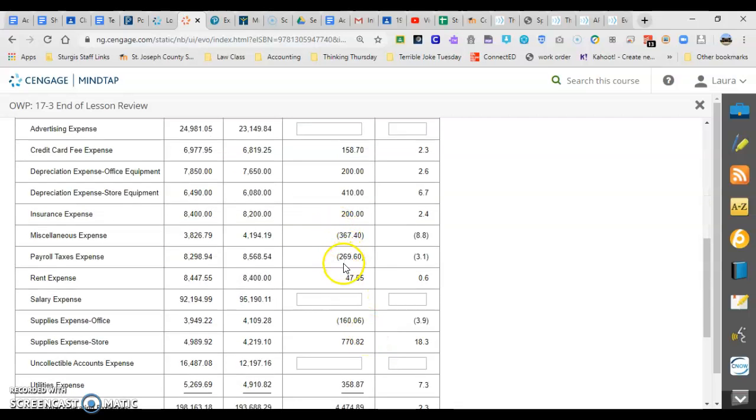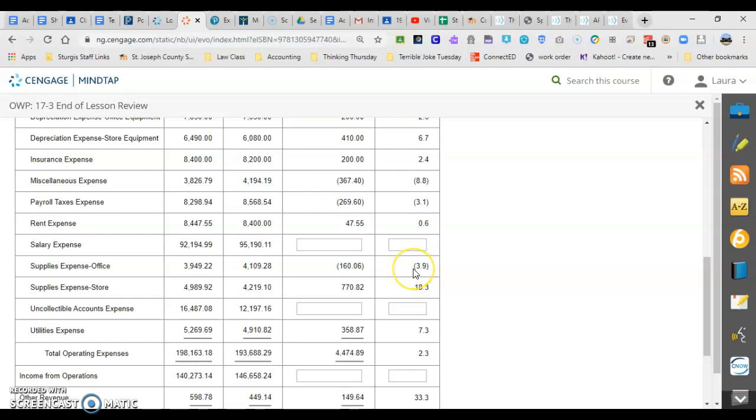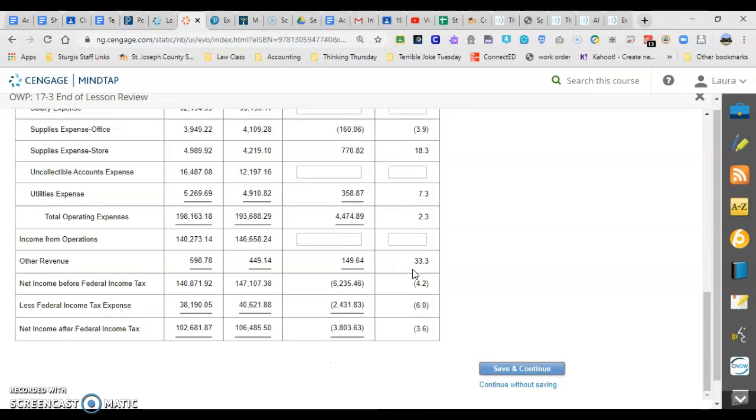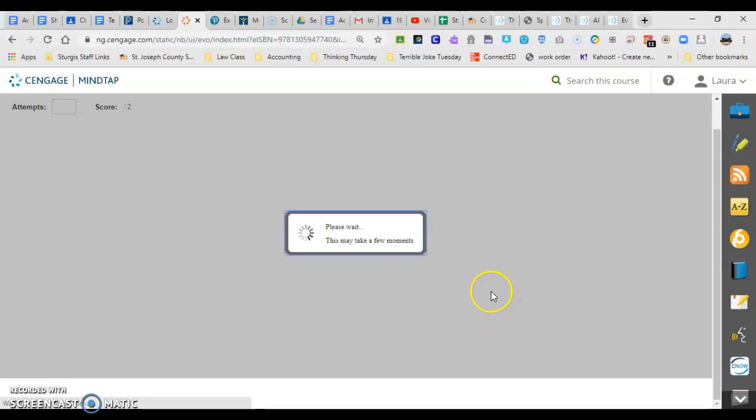Okay, miscellaneous expense went down. This is a good thing. Decreased. You can look at what decreased there. Your supplies went down. So I'm going to save here, and then we're going to take a look at this here.